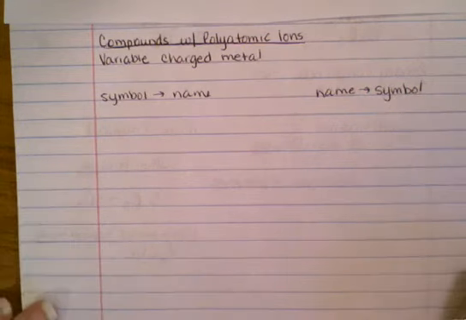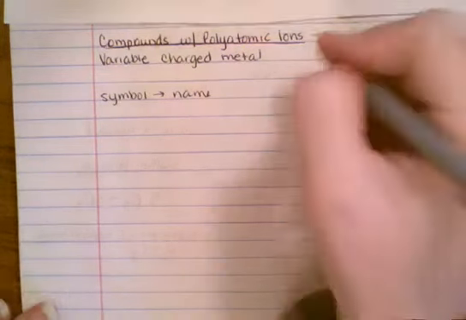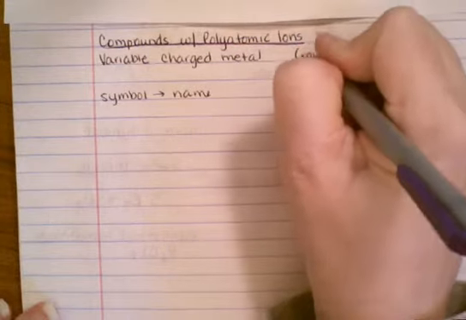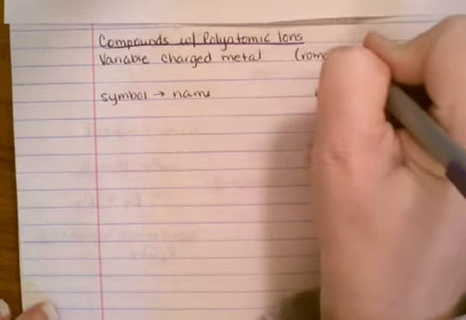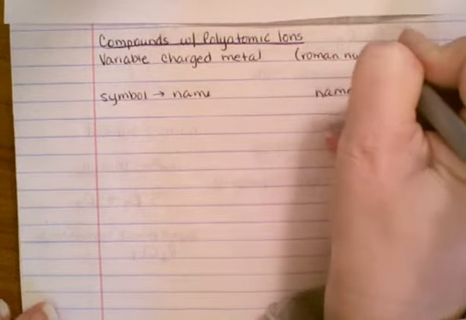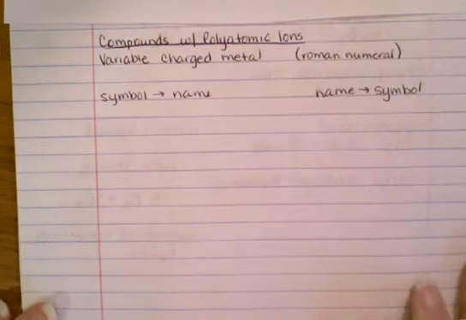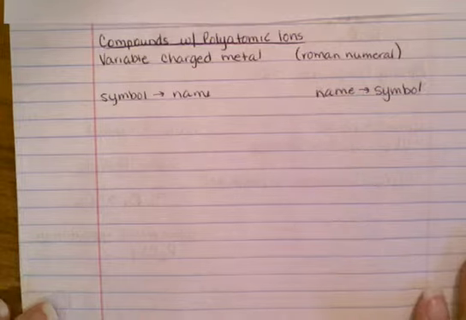We're going to look at compounds that contain polyatomic ions with variable charge metals. Now remember, if it's a variable charge, you're going to use a Roman numeral. So if it automatically has a Roman numeral, you automatically know it is a variable charge. So make sure you pay very close attention to that. Now let's look at some symbols and let's name them first.